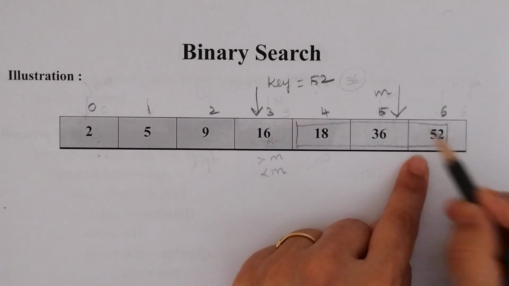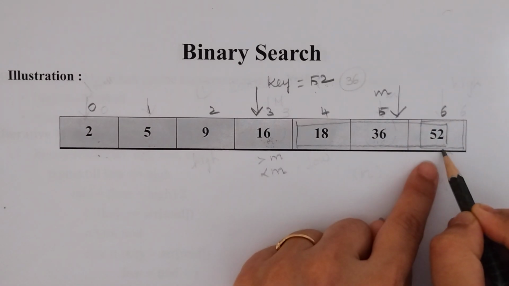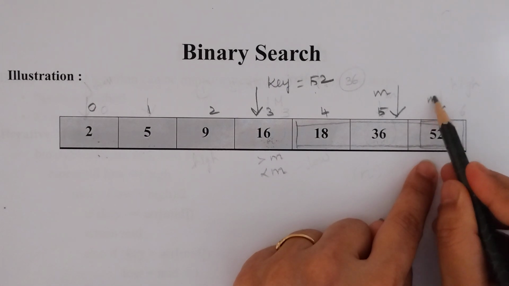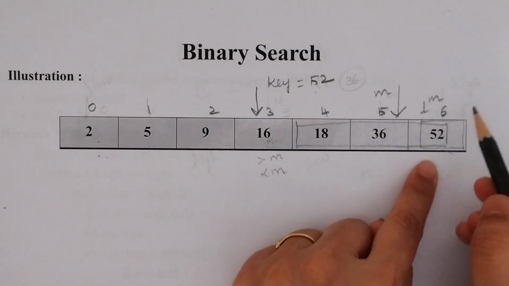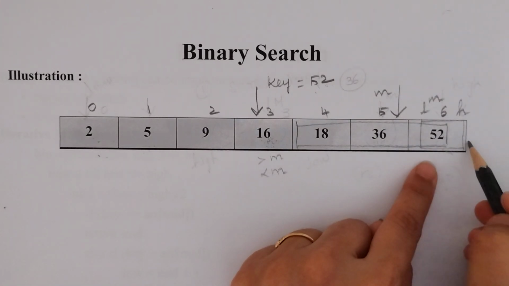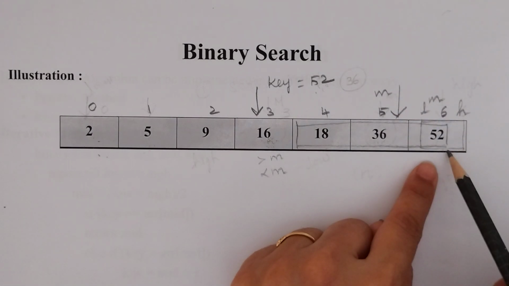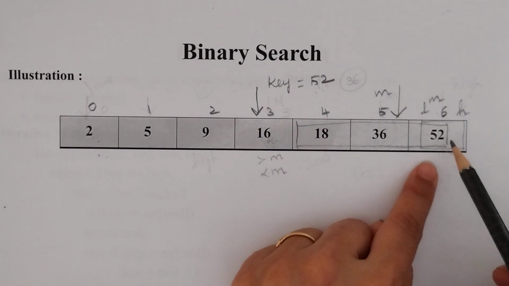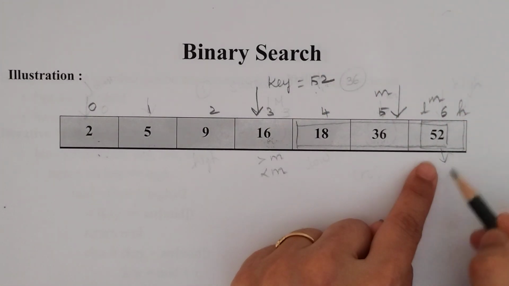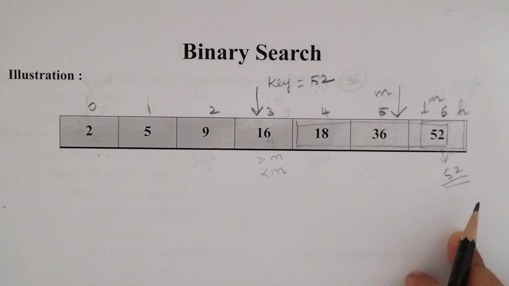So coming to the right side, again this will be divided into a sub array which has only one element. This will be my middle element, this will be my low, and this will be my high. That is, this will be my starting as well as ending. Now I need to compare this 52 with this middle value 52. If both are equal, then I'll return this as my result. So this is how binary search works.